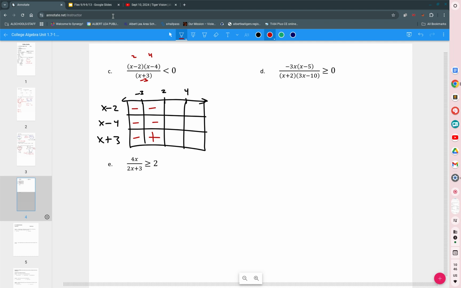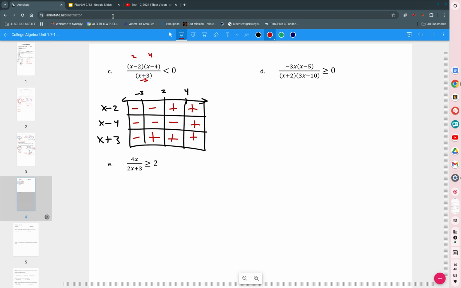Kenzie, give me a number between 2 and 4. 3. 3 minus 2 is positive. 3 minus 4 is negative. And 3 plus 3 is positive. And then if we choose a number greater than 4, they all end up being positive.